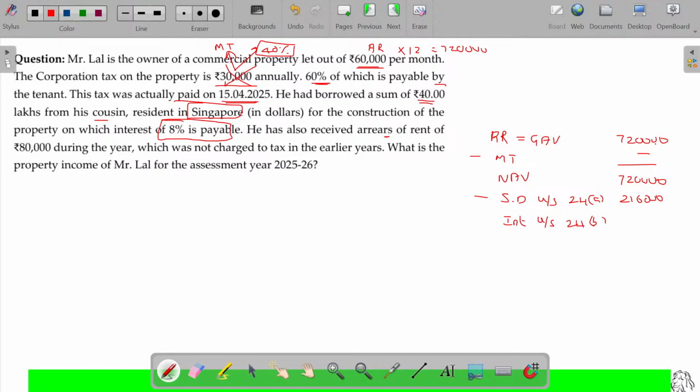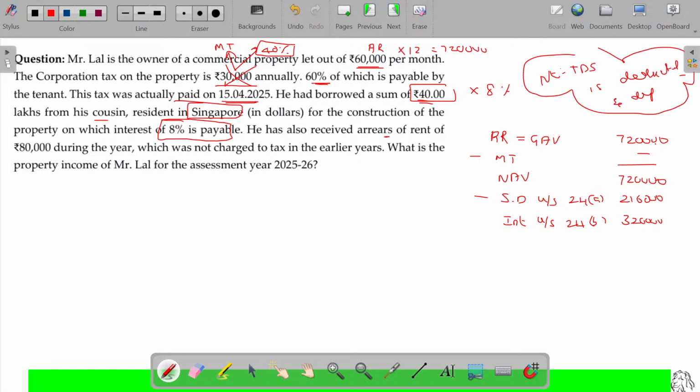So the loan being 40 lakhs multiplied with 8%, the value being 3,20,000. If you are making any payment outside India, remember TDS should be there. We assume TDS is deducted and deposited. Okay, that you have to be careful with this. So now the taxable income from house property being 1,84,000. What happens, sir, in case of arrear rent?